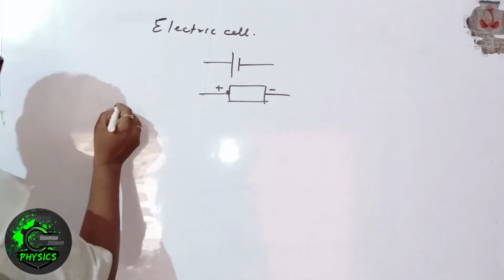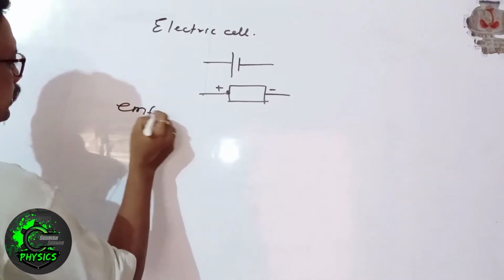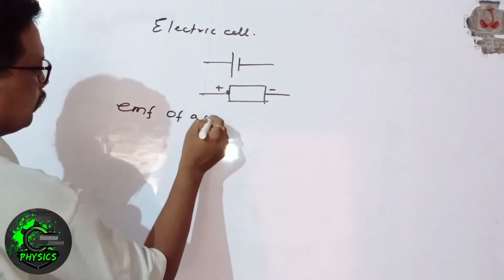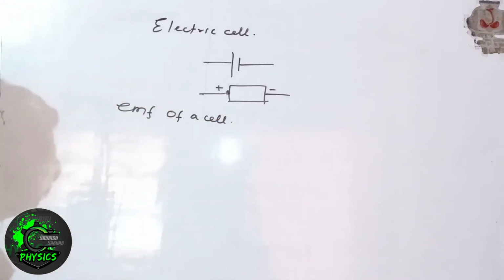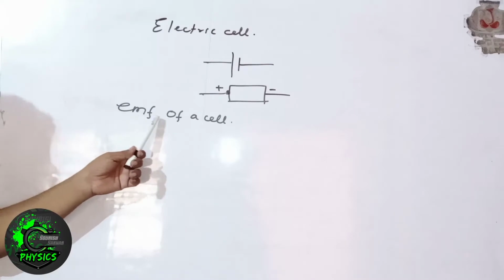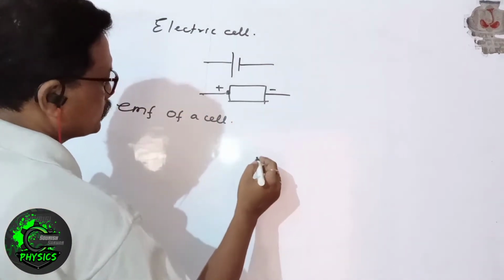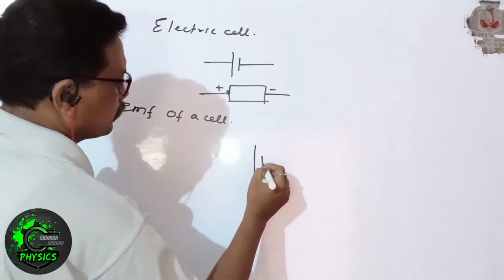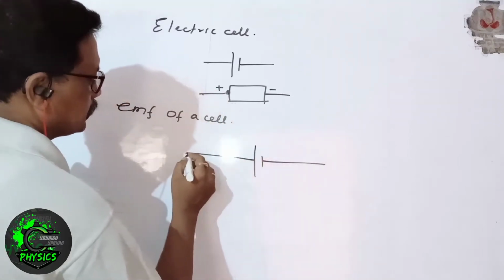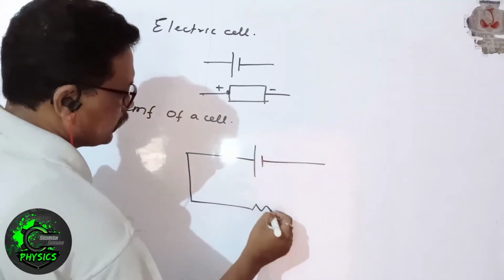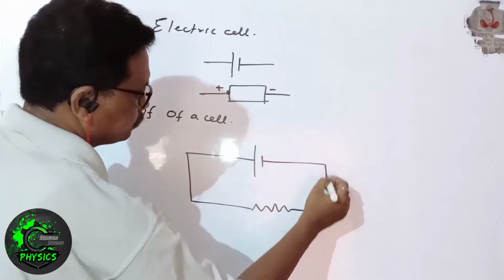Now let us discuss the meaning of EMF of a cell. All of you know EMF means potential difference. EMF means electromotive force. What is electromotive force? It is a type of potential difference, of course. Suppose this is a cell which is connected to a resistor.